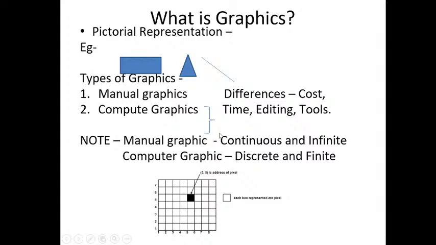Unlike a manual line, where there is a line at every point, when you draw something on the screen you see the jump: 1, then 2, 2, then 3, 3, then 4. Just imagine there are some pixels in this intersection. So it is not continuous, it is discrete. And it is finite.